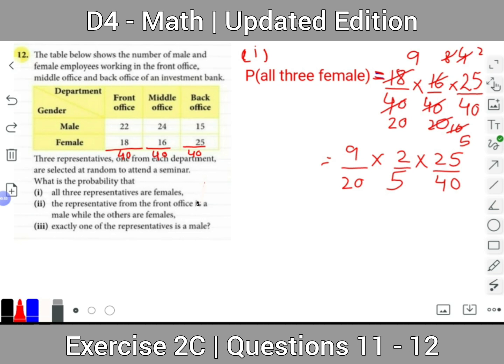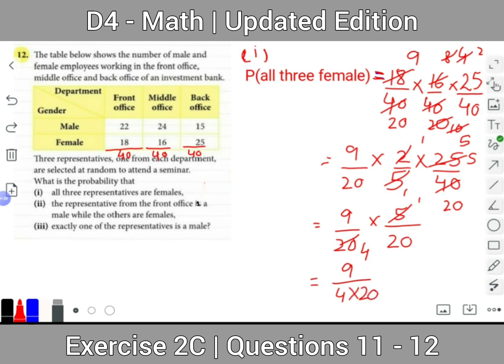Now we can make further simplifications. 5 fives are 25. So here we have 9 over 20 multiplied by, we can also make further simplifications from here. So here we have 5 over 20, 5 fours are 20. So now we have 9 over 4 multiplied by 20, and it will be equals to 9 over 80. So the probability that all three are females will be equals to 9 over 80.